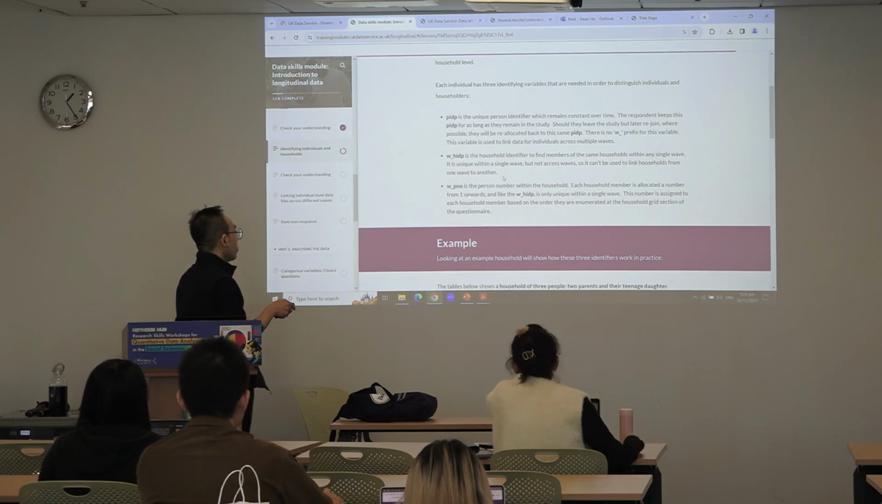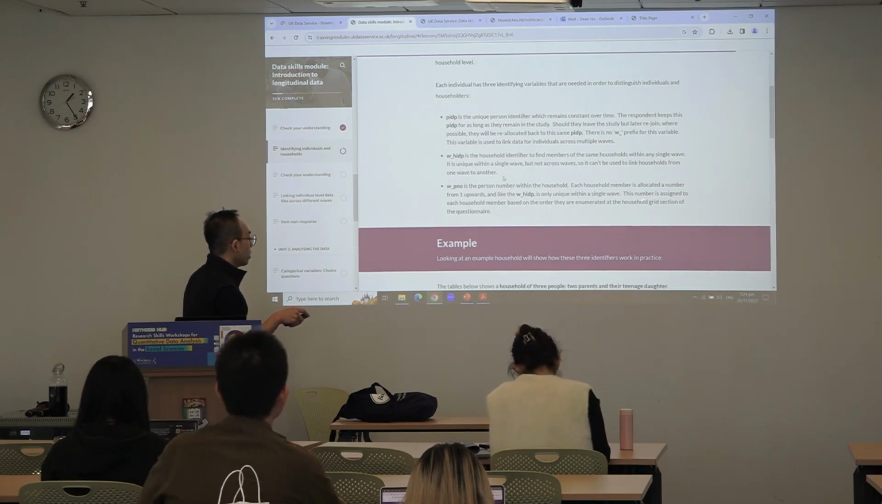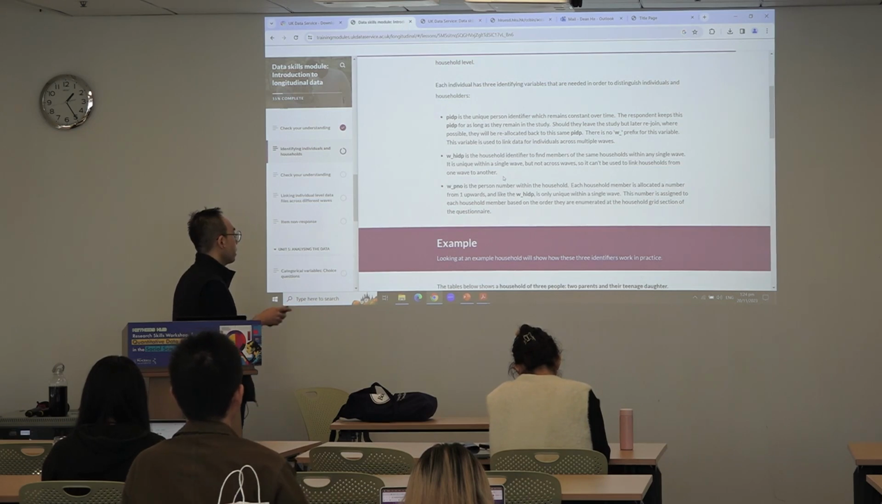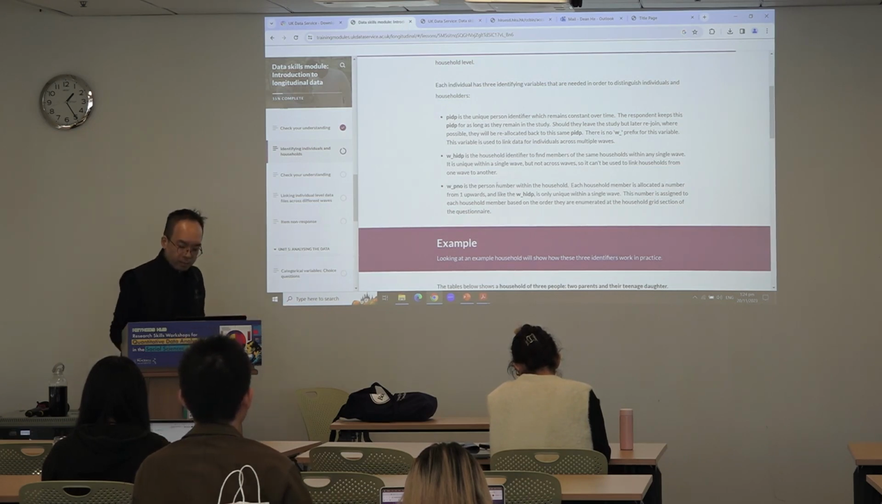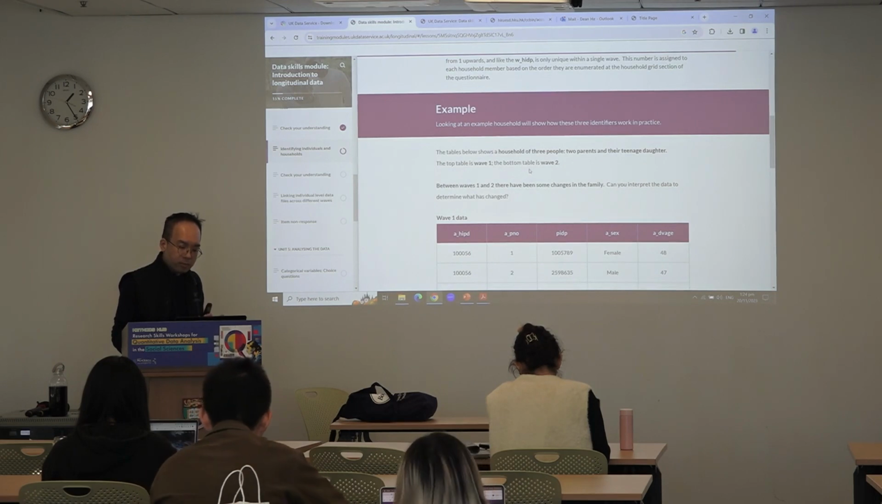And then the third one is the person number within the household. Each household member is allocated a number from 1 upwards, and they're only unique within a single wave. So this is what it's saying. But let's look at this example: 3 identifiers, how do they work in practice?